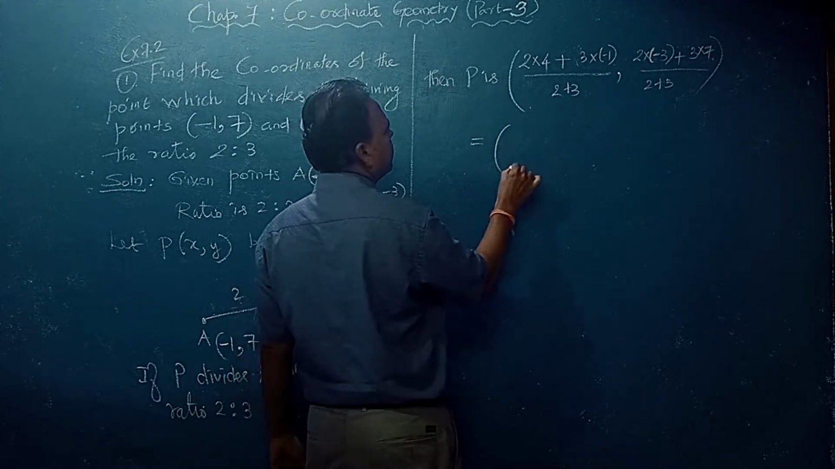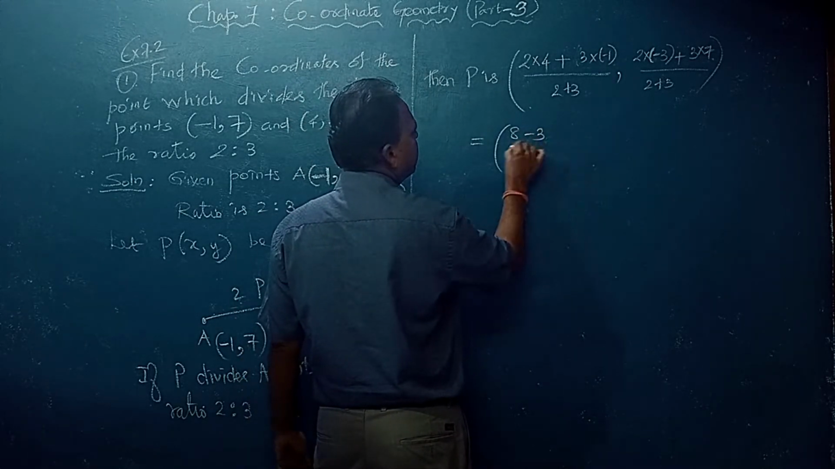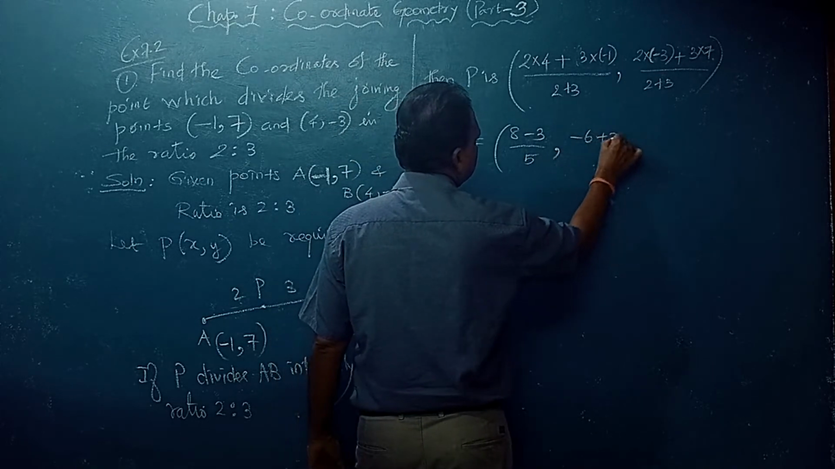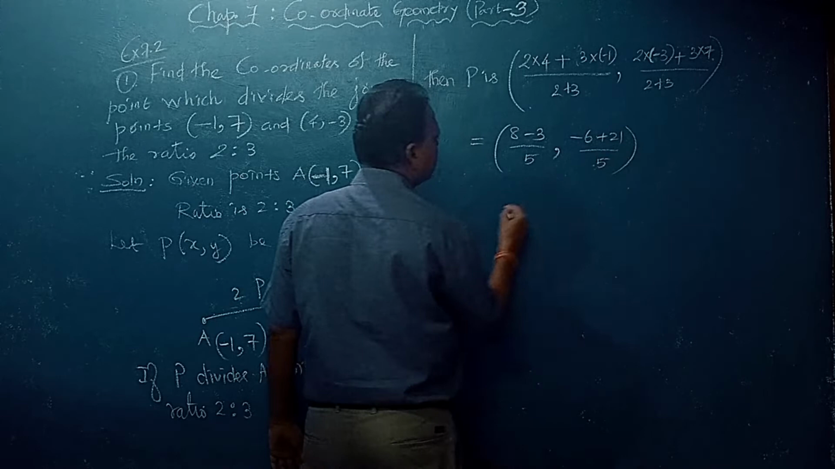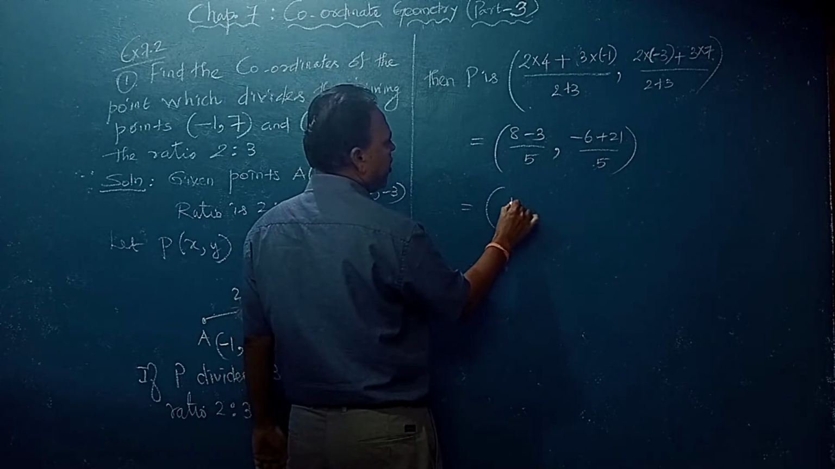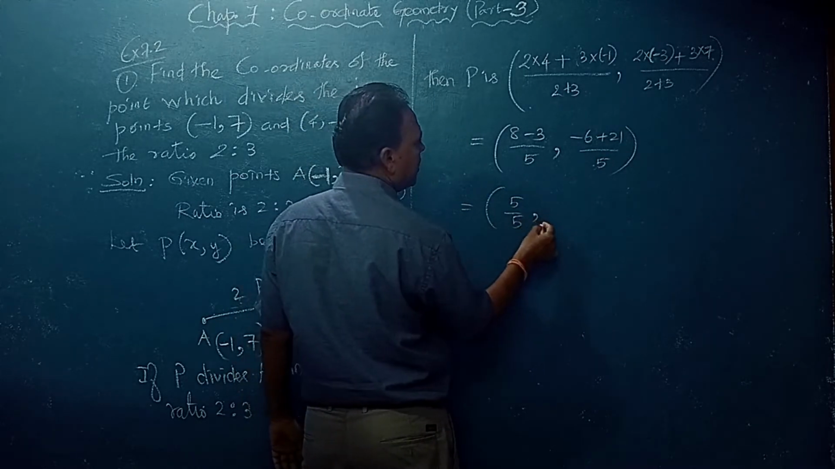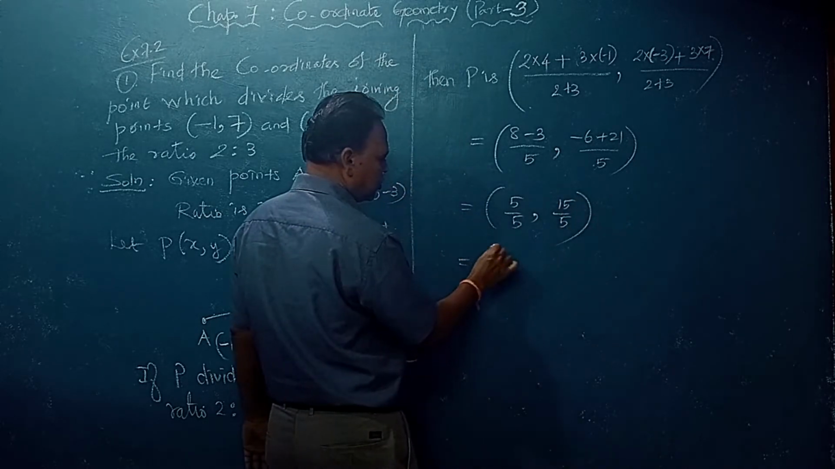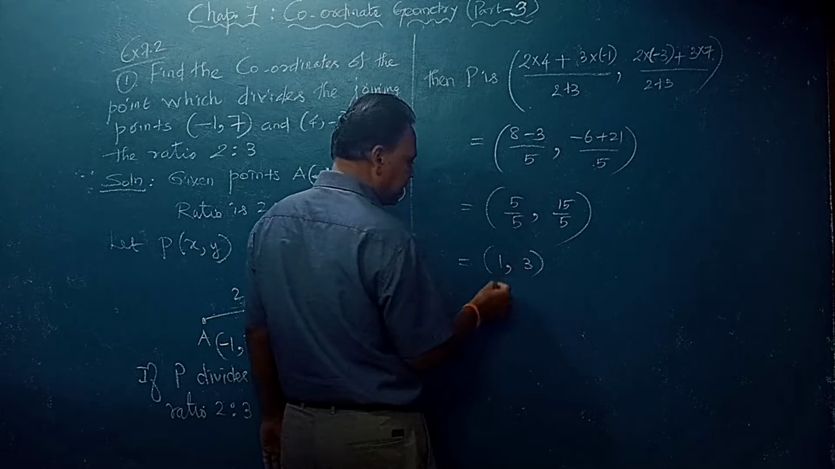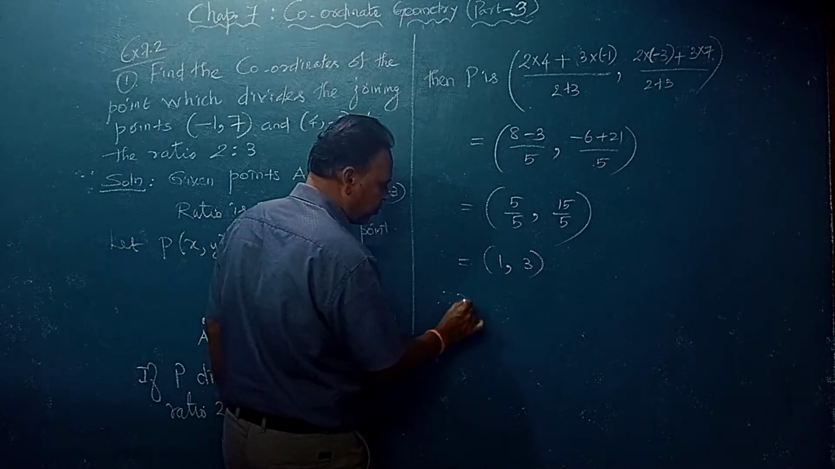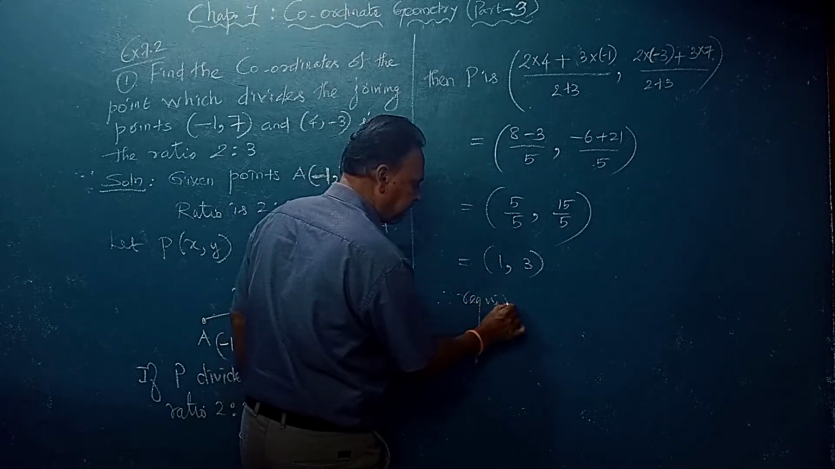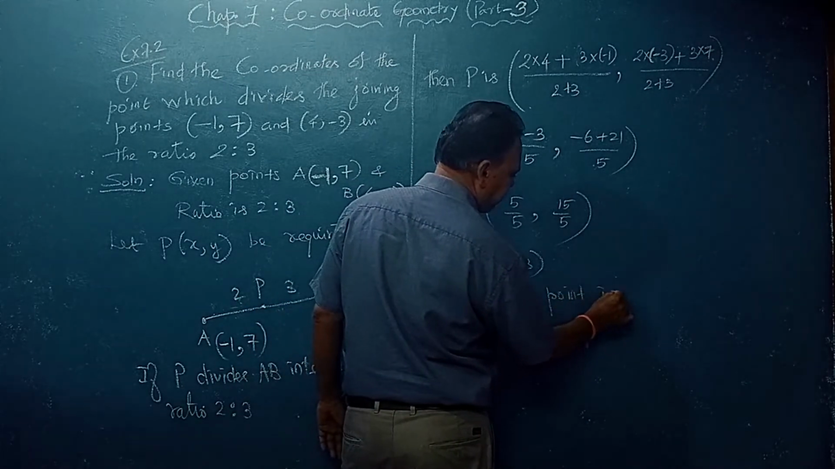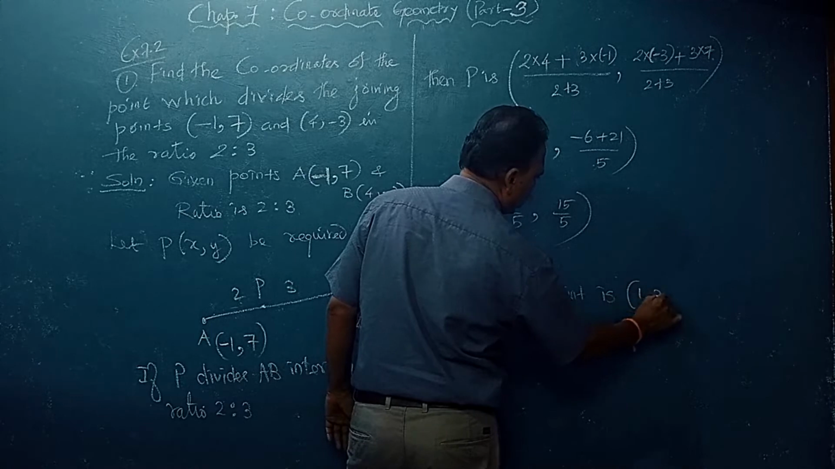That is equal to (8 minus 3) by 5. Here, minus 6 plus 21 by 5. So that is nothing but 5 by 5, and this is 15 by 5. So that is 1 comma 3. This is the required point. Therefore, the required point is 1 comma 3.